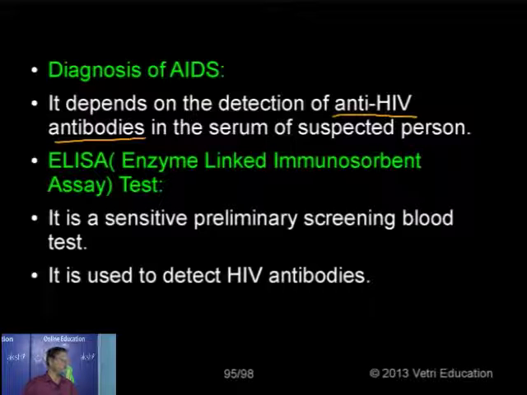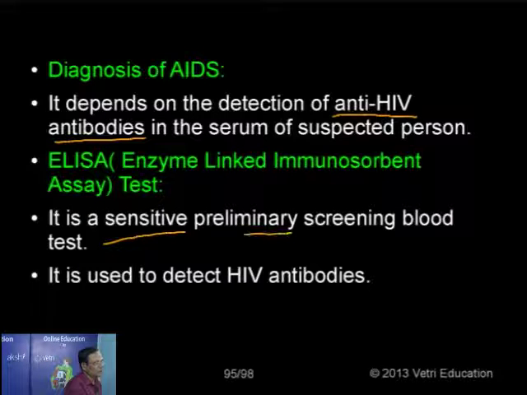One such test is a preliminary test, not a confirmative test, a screening test, and that test is based on sensitivity. That is called the ELISA test. The expansion for that is enzyme linked immunosorbent assay test. I mentioned already it is a sensitive test. It is a preliminary test, the first test, but it is not a confirmative test. So we are screening the blood to see whether the person has HIV antibodies or not.